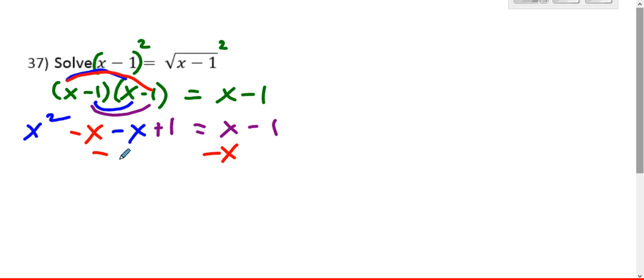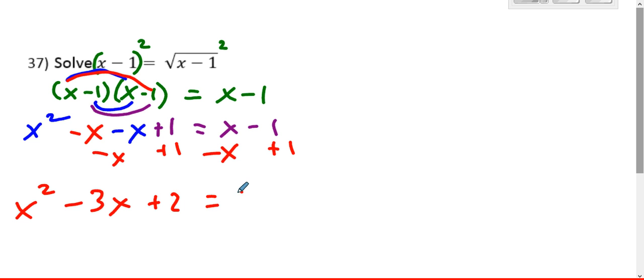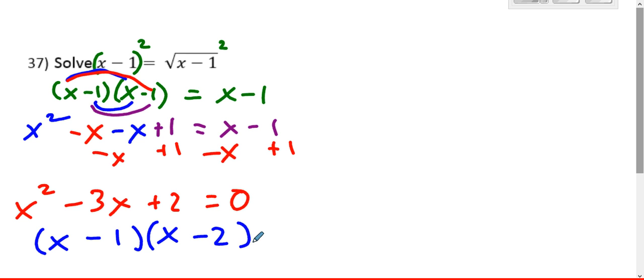So get everything on one side, subtract that x over, so we get x squared minus 3x, and then add the 1 plus 2. We're going to factor it. Multiply to be 2, add to be negative 3. It's 1 and 2. They both need to be negative. Negative 1 times negative 2, and then negative 1 plus negative 2.